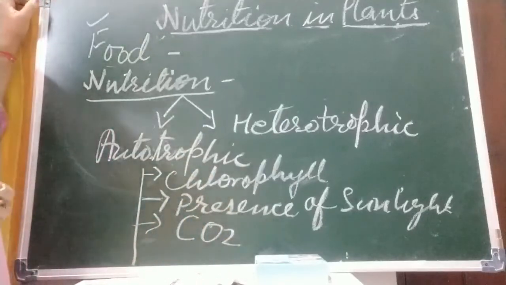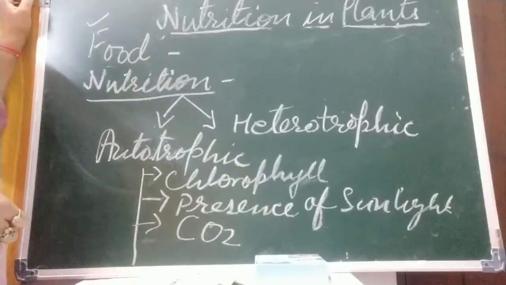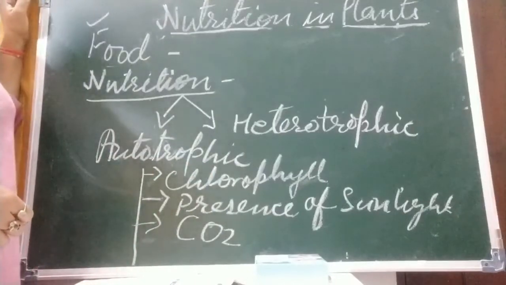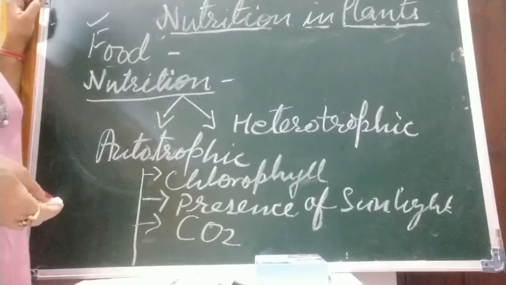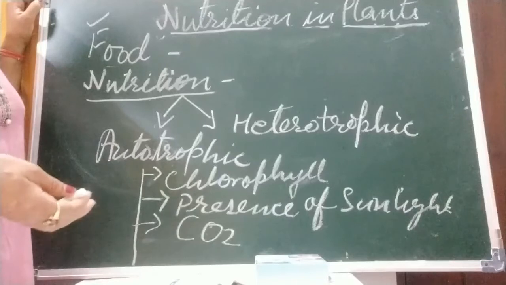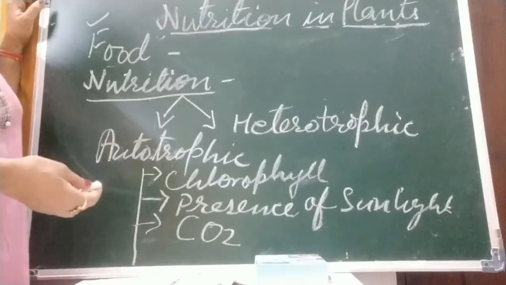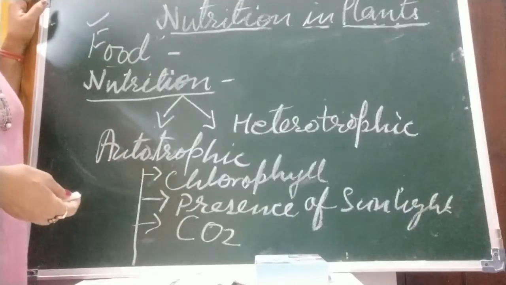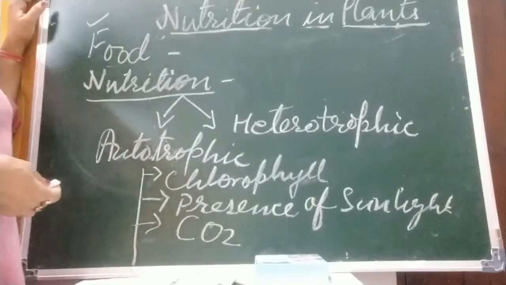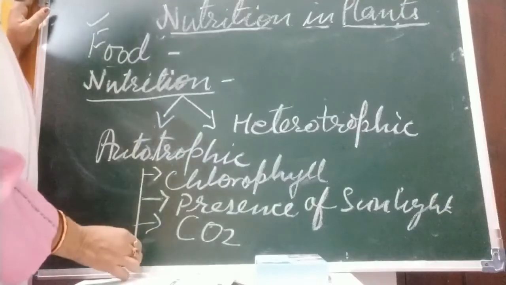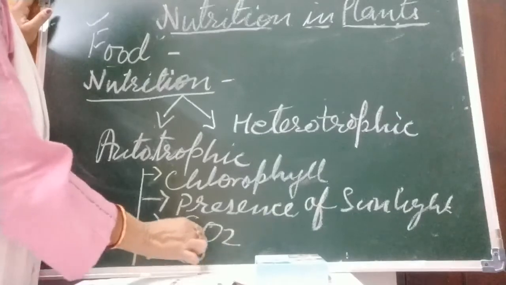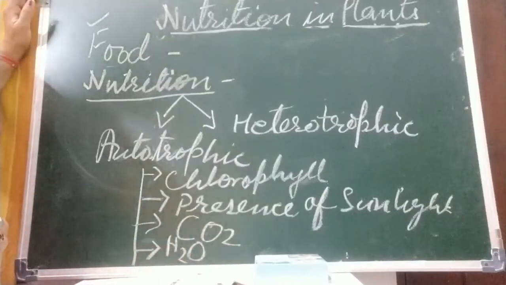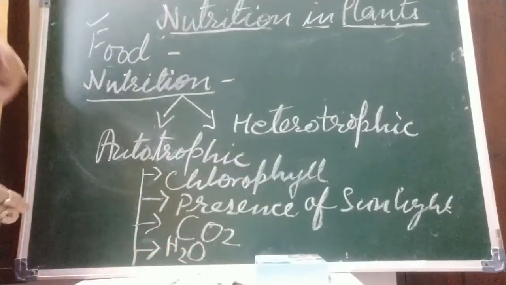This is taken up by the plant through the tiny pores present at the lower side of the leaves, and these we call stomata, and plants take carbon dioxide, or we say air. From air, carbon dioxide is utilized by the plant to make food. Next is water. How do plants take water? By roots.